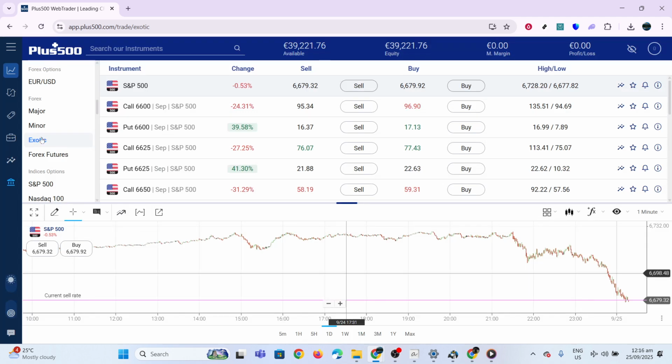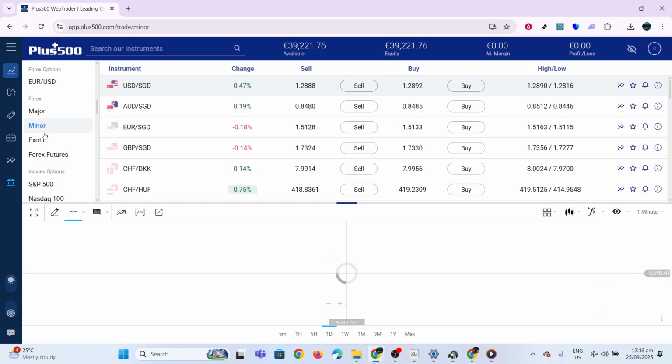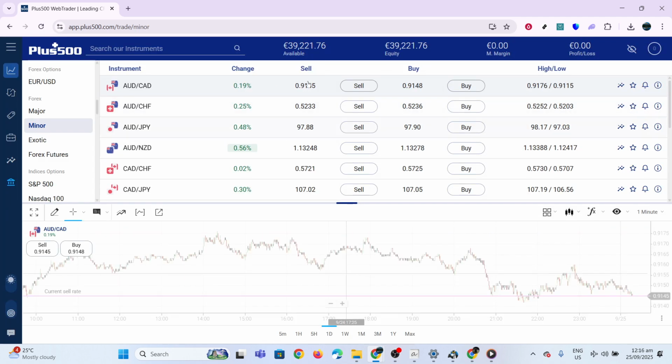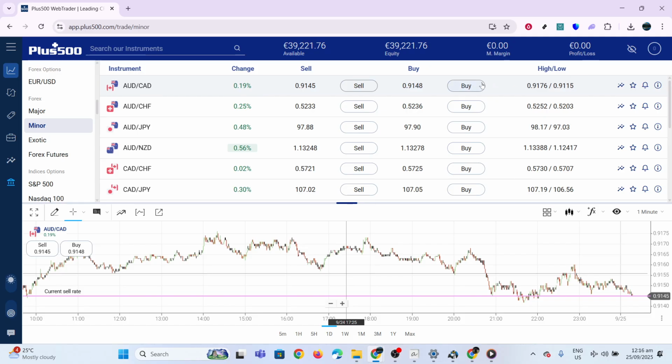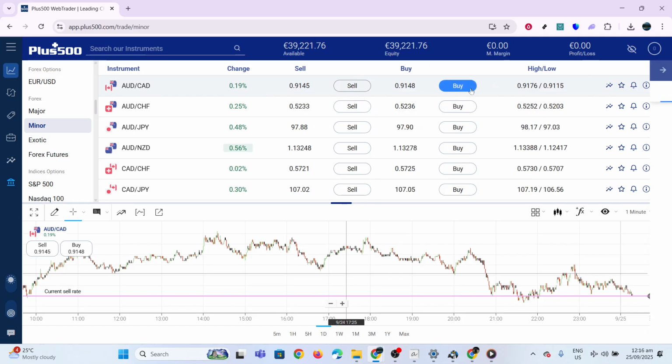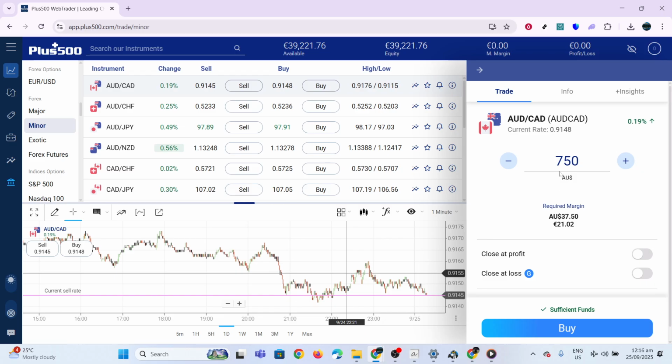Once you've picked your Forex pair, it's time to open the trade window. This is where you'll decide if you're going to buy or sell. If you believe the currency pair will increase in value, click on Buy. On the other hand, if you think it's going to decrease, you'll want to click Sell. This decision will set the stage for how you intend to profit from the trade, so ensure your analysis supports your choice. Now, let's set up the trade details.